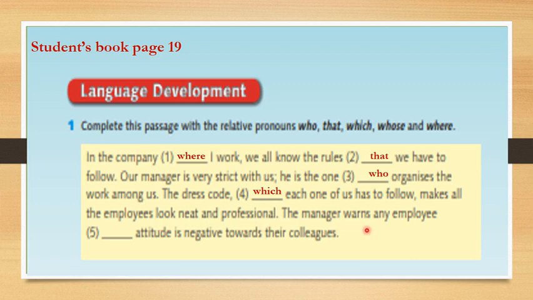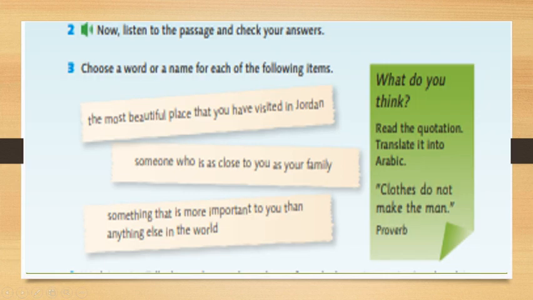The manager warns any employee, attitude. Look here, I will give you a secret. If we have a noun after the gap, and attitude is a noun, here we use whose. We have employee, noun, gap, attitude is a noun: whose attitude is negative towards their colleagues. And now let's go to the next slide.